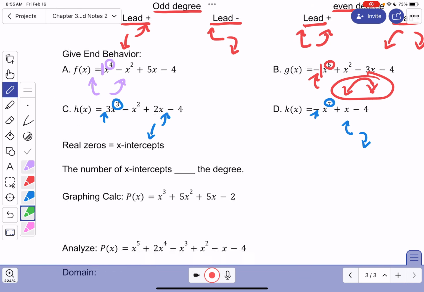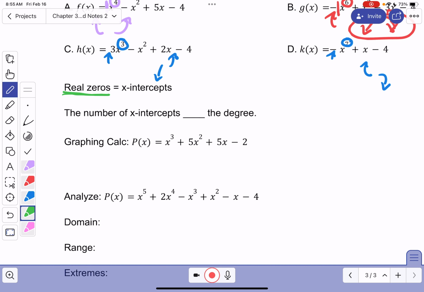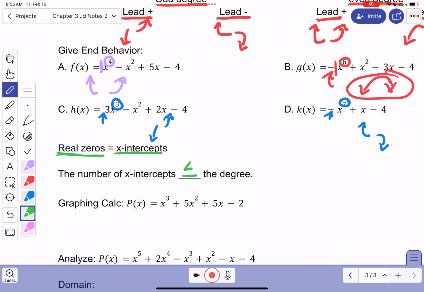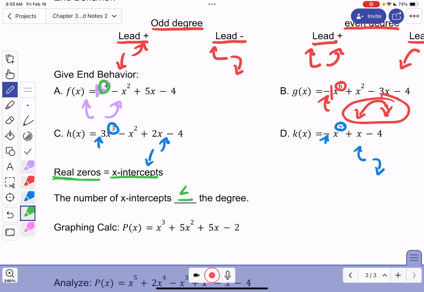If you are asked for real zeros or solutions, those are the same as the x-intercepts. The number of x-intercepts on a graph is less than or equal to the degree. So if your degree is 4, you will have 4 or fewer x-intercepts. If the degree is 3, you will have 3 or fewer. If your degree is 8, you'll have 8 or fewer. That's always true.